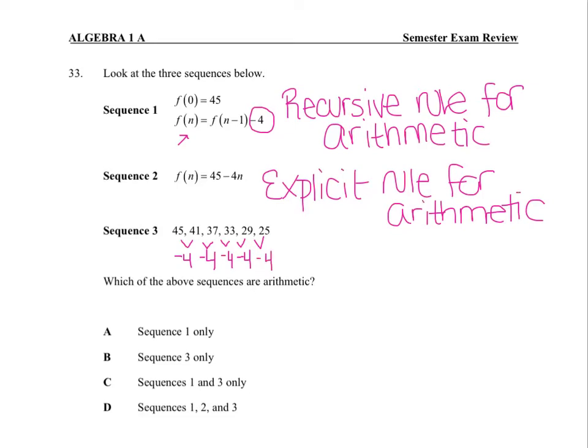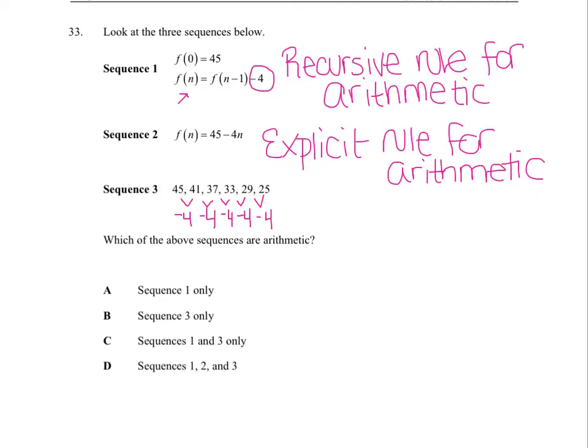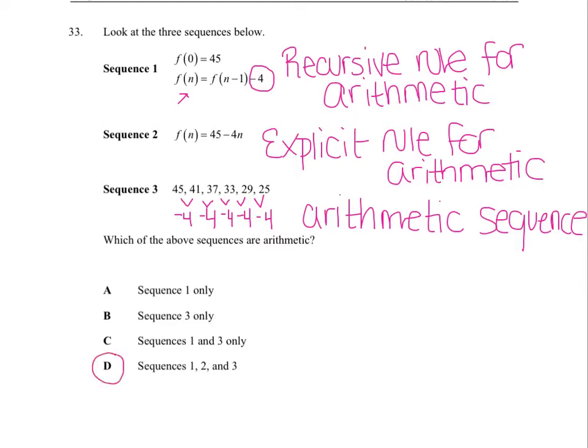Meaning that 45 minus 4 is 41, 41 minus 4 is 37, and so on. Therefore, this is also arithmetic. It's actually the sequence for sequence 1 and sequence 2. Therefore, when we're asked which of the above sequences are arithmetic, all three of them are.